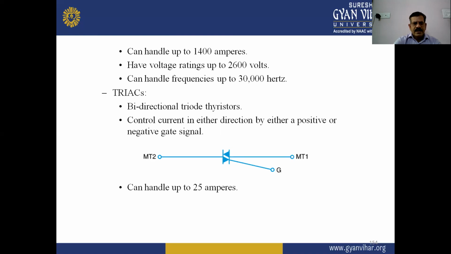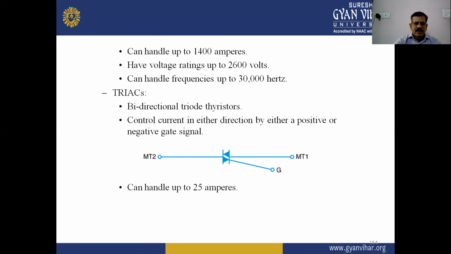Next one is the triac. The triac is a bidirectional triode thyristor. In this triac, the current flows in both directions, and the triac's current can be controlled in either direction by either a positive or negative gate signal.